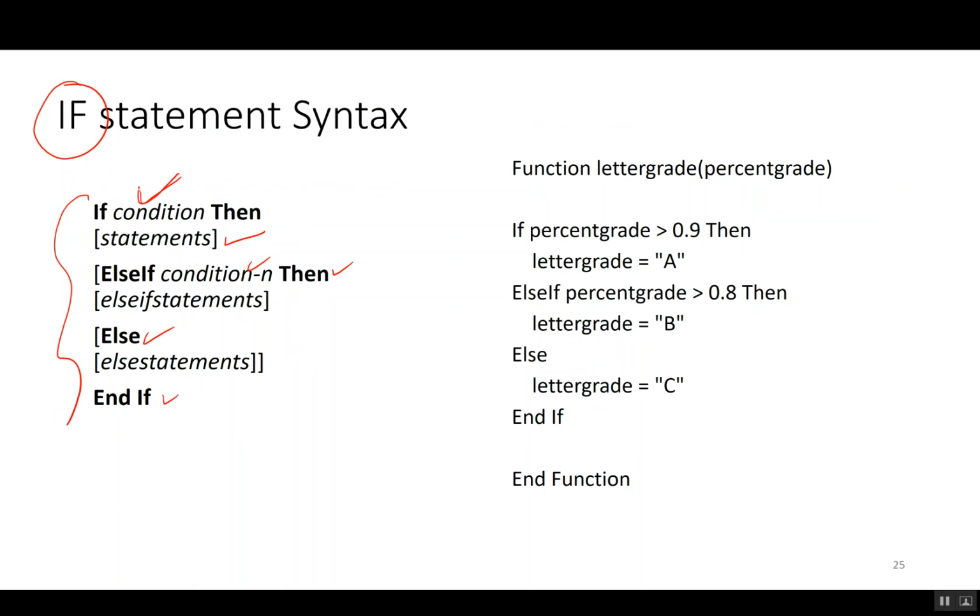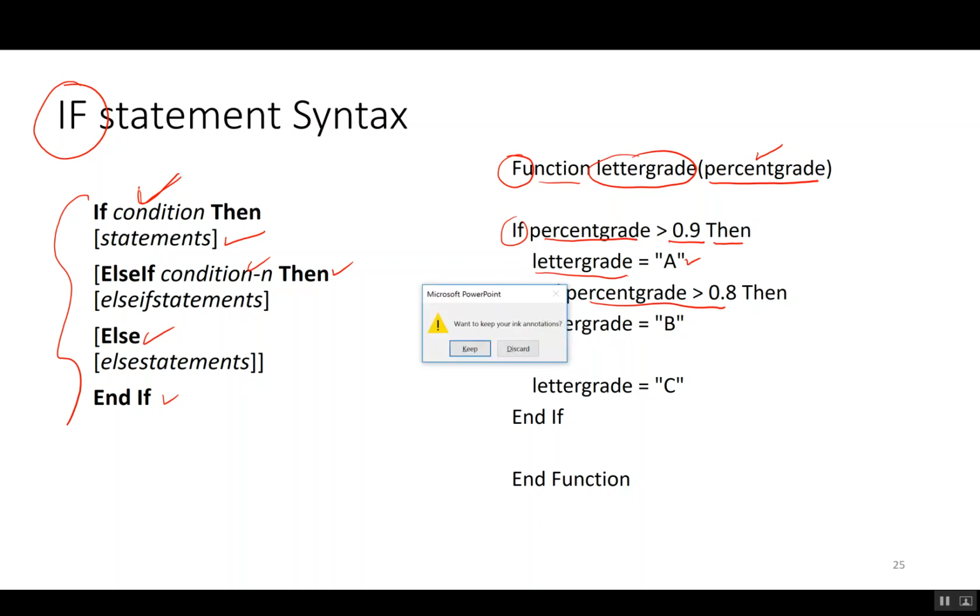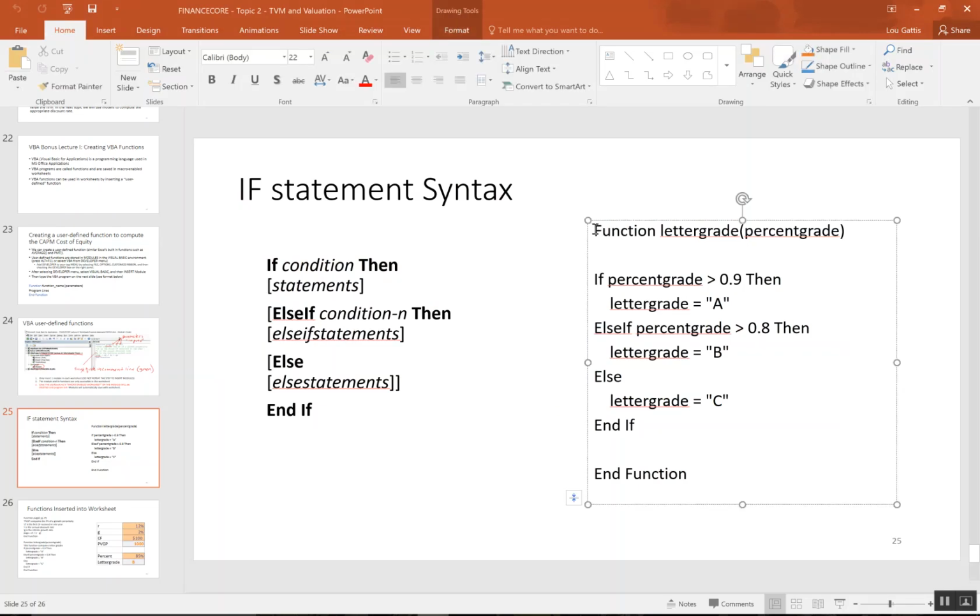So here's a real simple program. We're going to say the word function, and we'll give the program the name letter grade, and it has one parameter, one input, and that's percent grade. If percent grade, in other words that input, is greater than 90%, then letter grade equals A. Else if percent grade is greater than 80, then letter grade equals B. Else letter grade equals C. End if, end function.